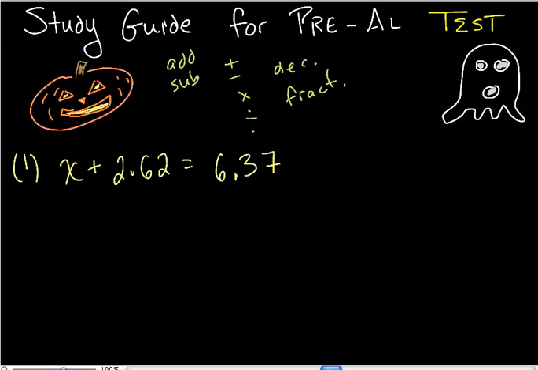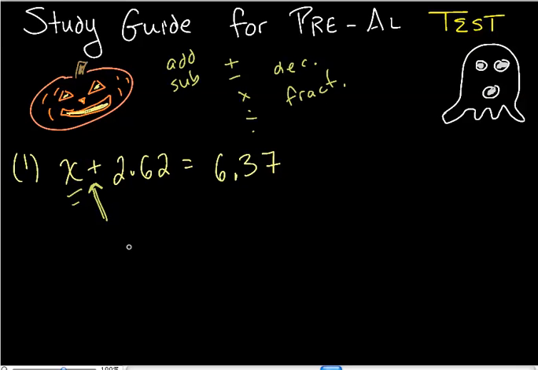The first thing that I look at is where's the variable? So I say, okay, here's the variable x. And how is it connected to anything? Is it being multiplied or divided or added or subtracted? And in this case, it's being connected to a number by an addition symbol, right?